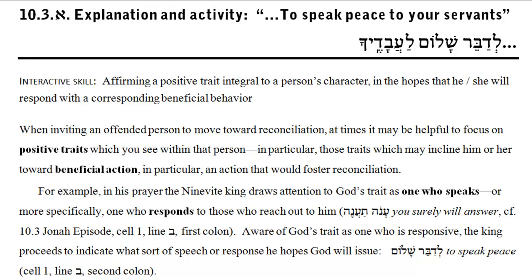Segment 10, Nikud Shalosh, Nikud Aleph. Ledaber Shalom La'avadecha. Ledaber Shalom La'avadecha.